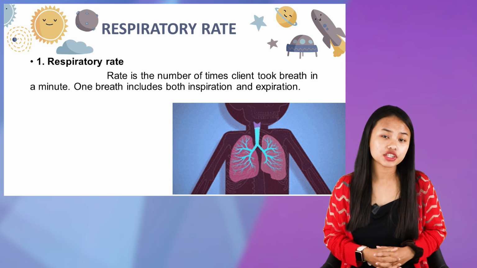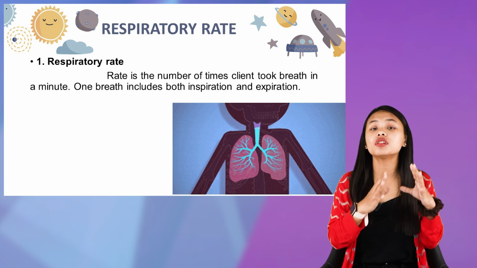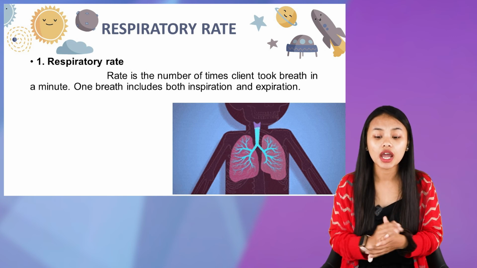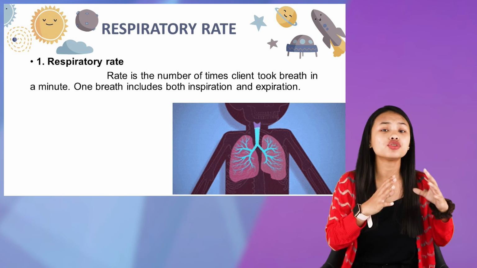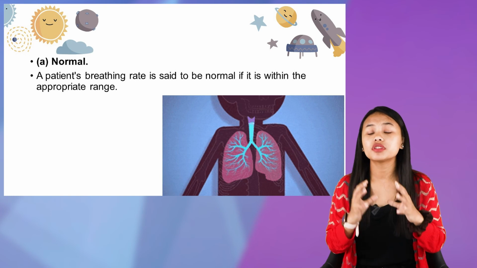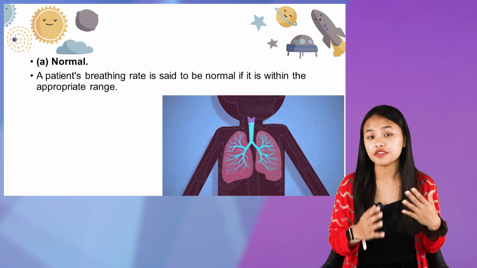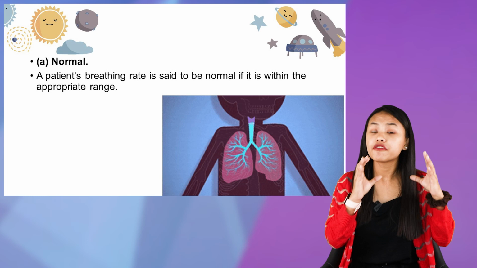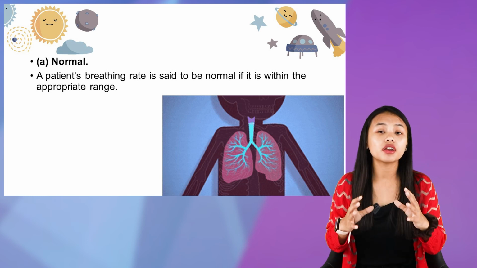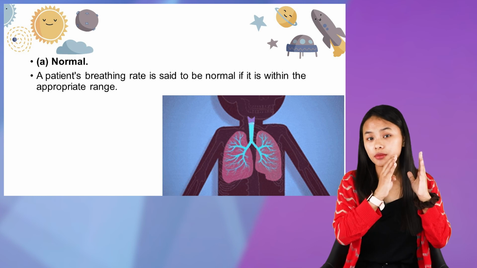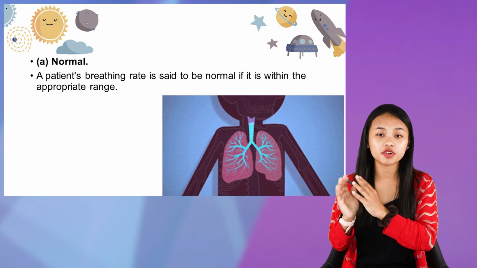For a normal adult, you will find that they breathe at a steady rate, with a breathing rate of 12 to 20 breaths per minute. However, the normal breathing range may differ with different ages, right? So for a normal adult or a normal client, you will find that their respiratory rate will be between 12 to 20 breaths per minute.